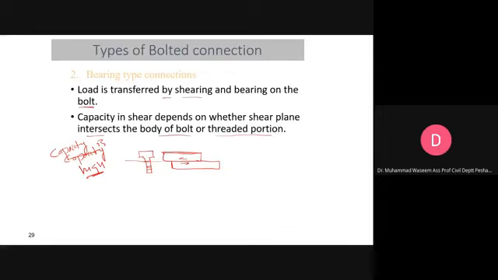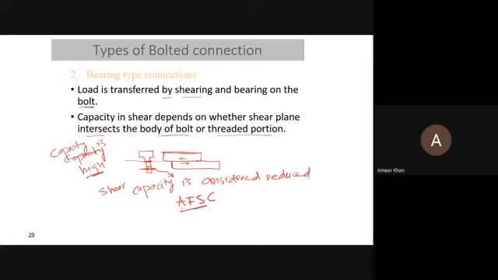Okay, if the shear plane passes through the body, the capacity is high. If the shear plane passes through the threaded portion, then the shear capacity is considered reduced. Okay, clear? क्लियर है? Is that clear to all of you? नहीं, sir. अच्छा एक सेकेंड मैं बताता हूँ आपको.